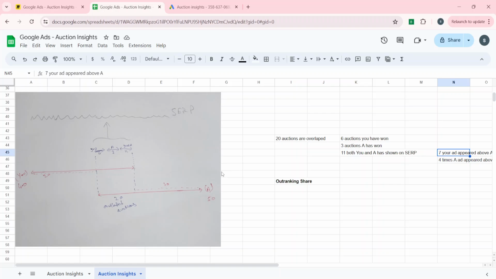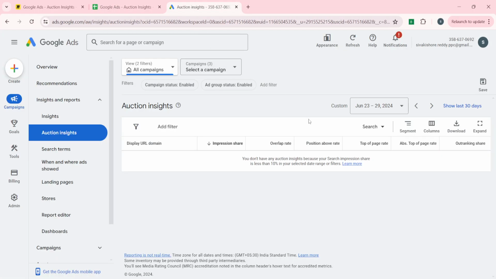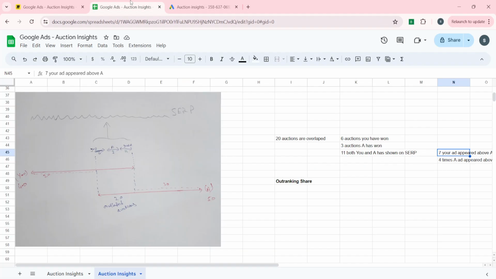So let's see the definition once again. I am hovering here. It is outranking share, okay. If you see here, the outranking share is how often your ad ranked higher in the auction than another advertiser's ad, or if your ad showed when theirs did not. That means here we have to consider two conditions. One, the auctions where you have won, and the second condition is in the overlap rate, where your ad and advertiser A had shown, how many times your ad has shown above advertiser A. Okay, you have to consider both these conditions.